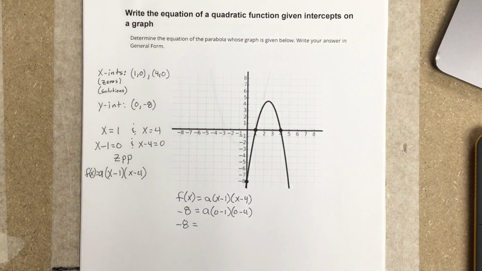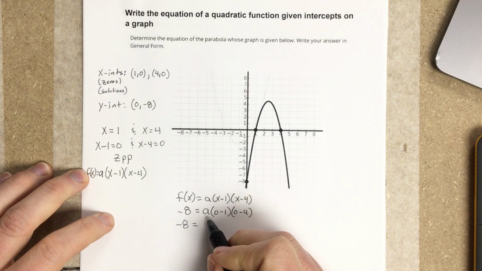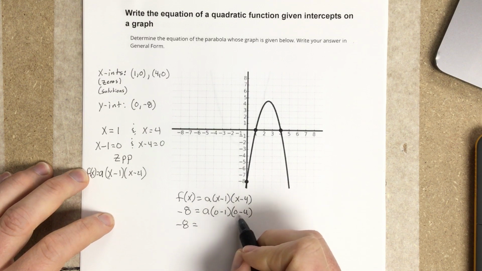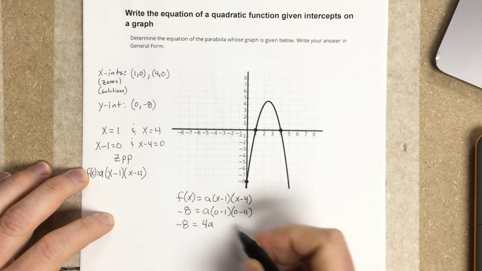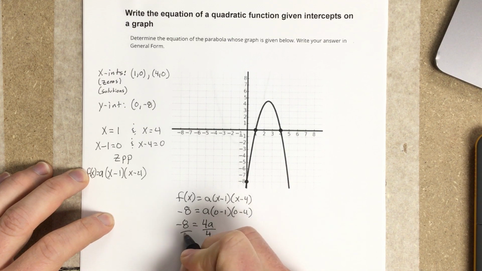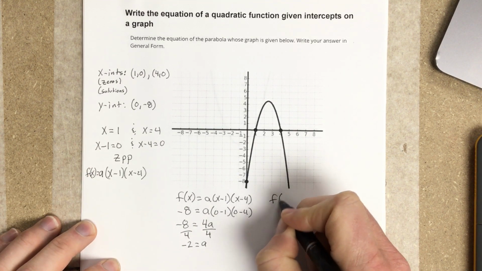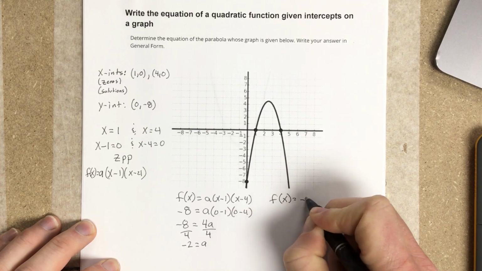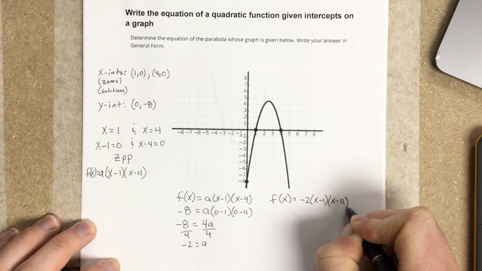Sorry about that. So we got -8 is equal to a times (0 minus 1) times (0 minus 4), so you'd end up with 4a. We'll divide by 4 on each side, and we get -2 is equal to a. So then we can plug that into our equation, and we get -2(x minus 1)(x minus 4).